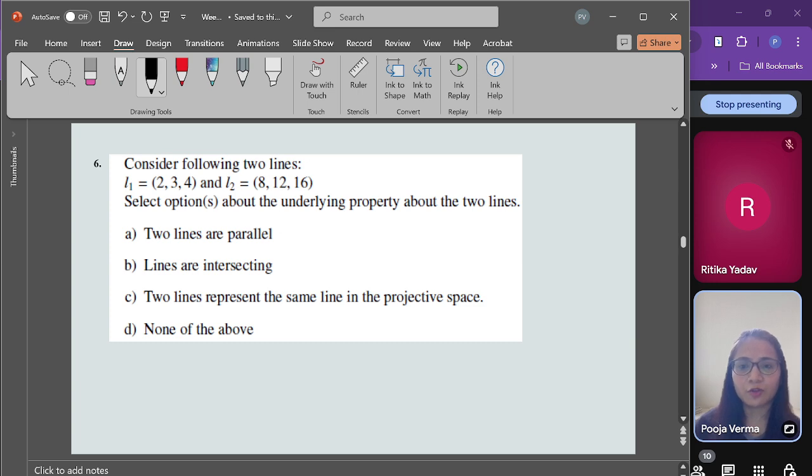So any one of you want to answer this question? Which property do the two lines underlie? Two lines are parallel or intersecting, or two lines represent the same line in the projective space. Which options are the correct ones?